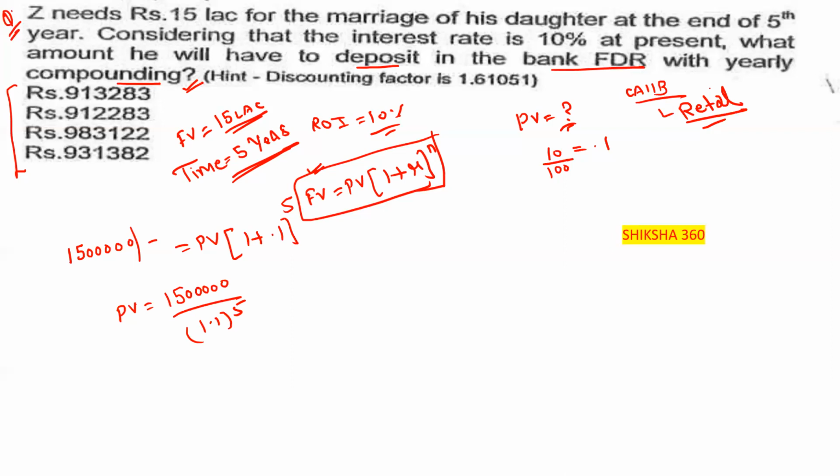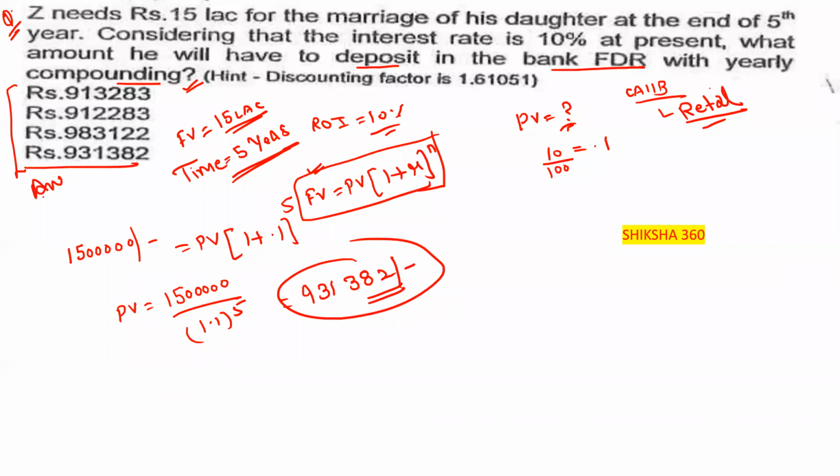So here what we will get is 9,31,382 rupees approximately. So according to that, this one is our answer.